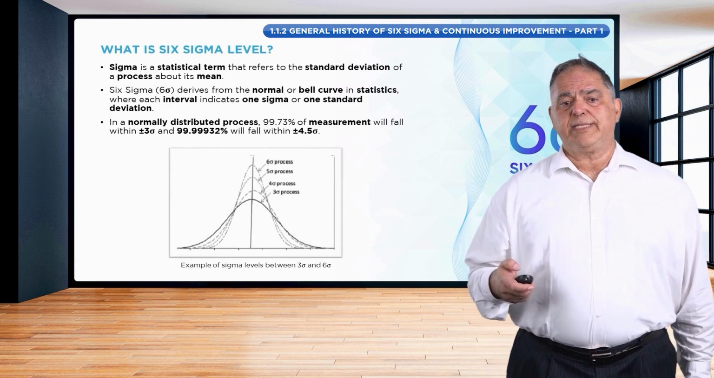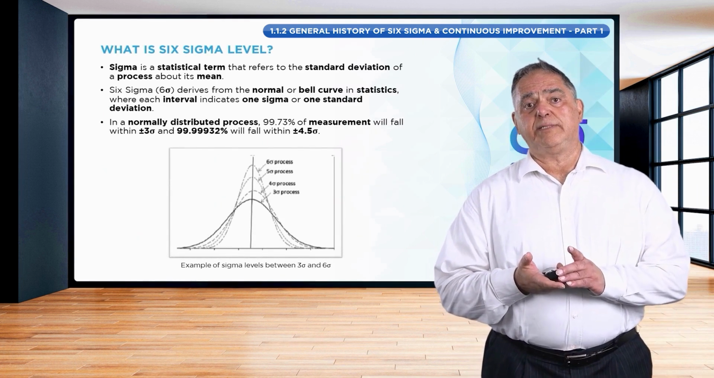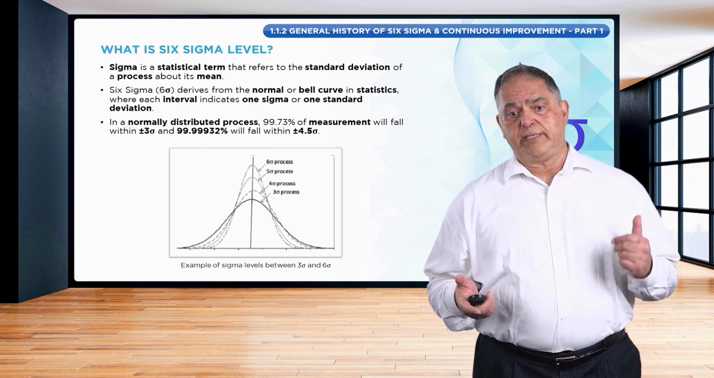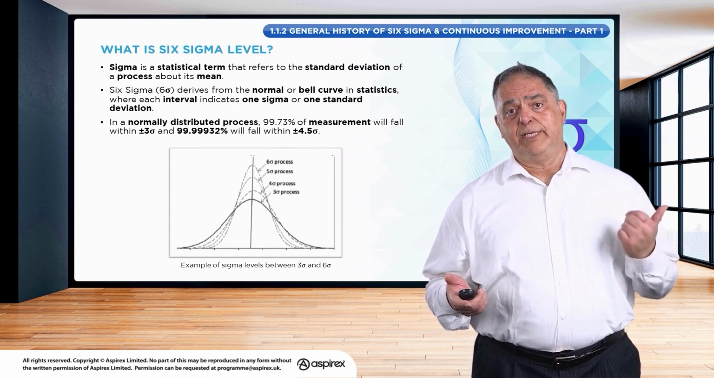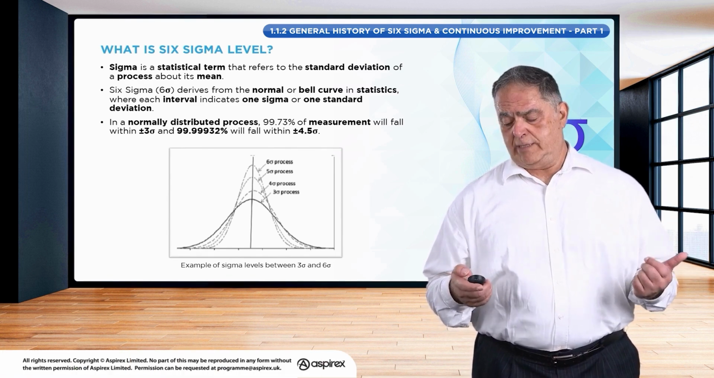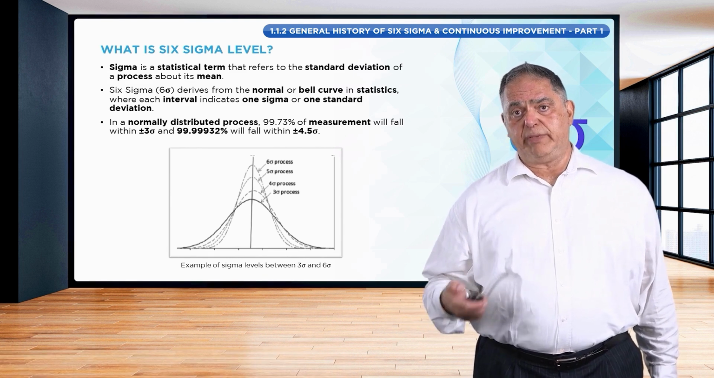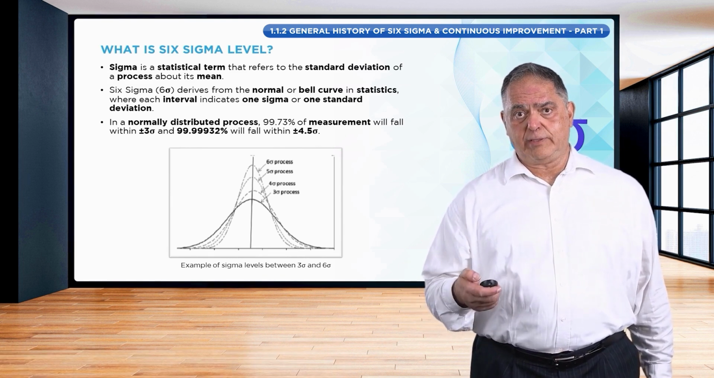So what is the Six Sigma level? Six Sigma is a statistical term. It originated in statistics, and it refers to the standard deviation of a process about its mean. And we're going to give a definition of what a mean is, what a standard deviation is, etc., a little bit later in our course.